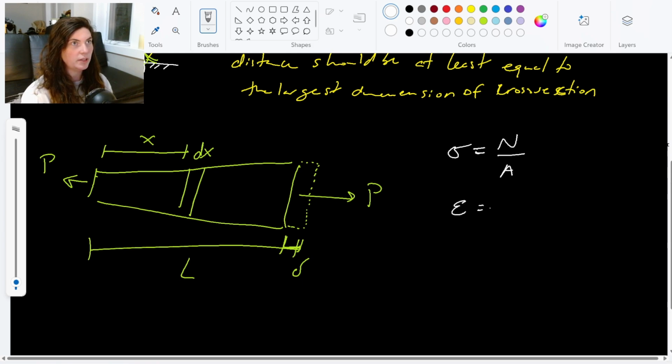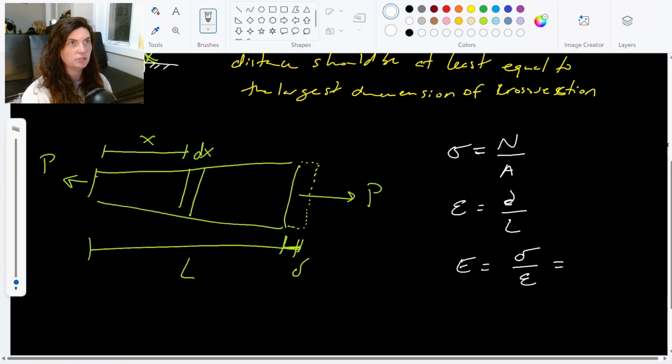Our strain equation is delta over the length, right? Change in length over the length. And then Hooke's law says modulus of elasticity is stress over strain. So we can take all of these and combine them to get one magic axial load formula, right?